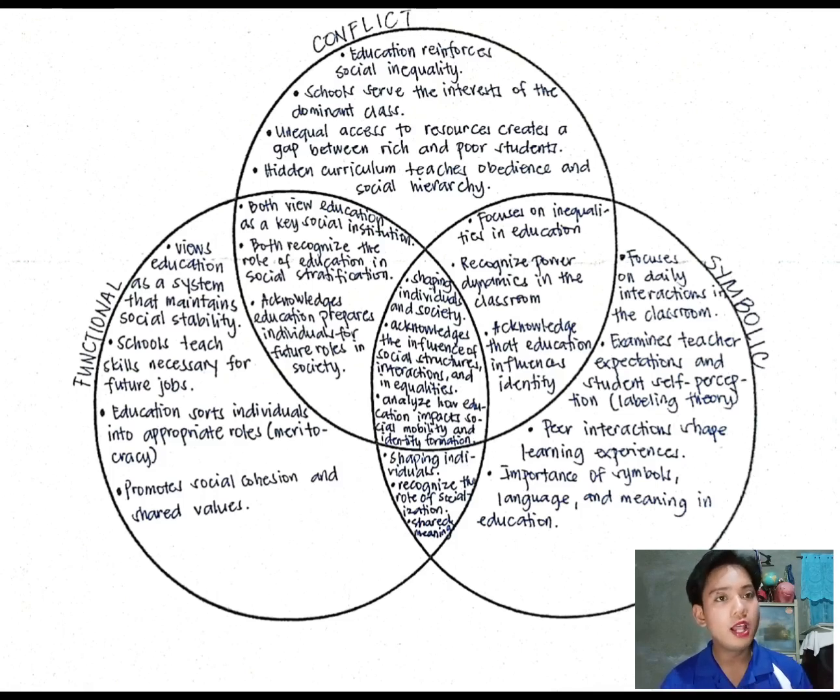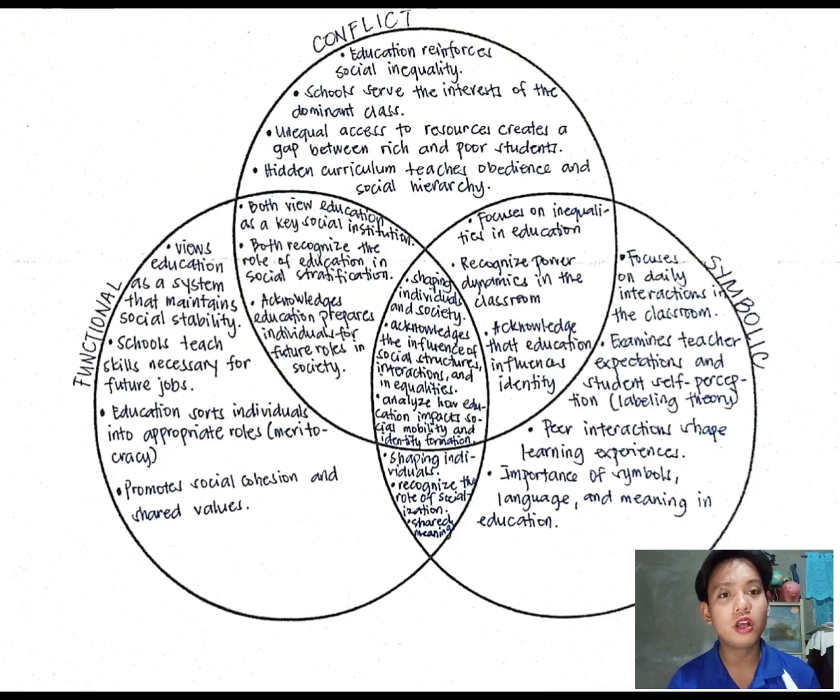But for now, let us focus first on the similarities between these three theories. To formally begin our discussion this evening, let us discuss first the similarities between functionalism and conflict theory. Despite their differing perspectives, functionalism and conflict theory share commonalities in their views on education. Both theories recognize education as a vital social institution that plays a crucial role in shaping society.